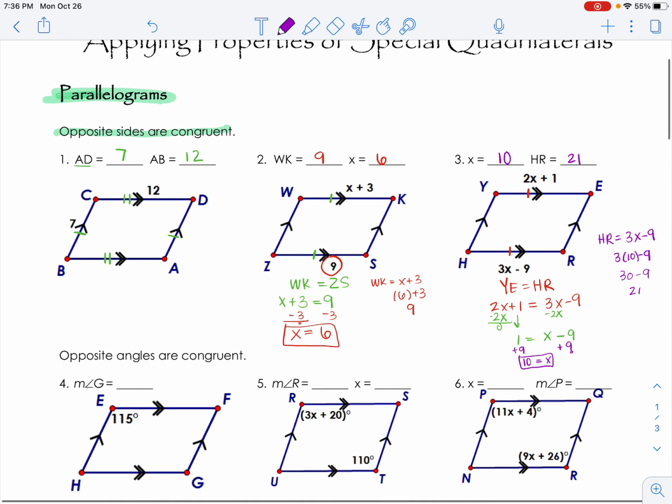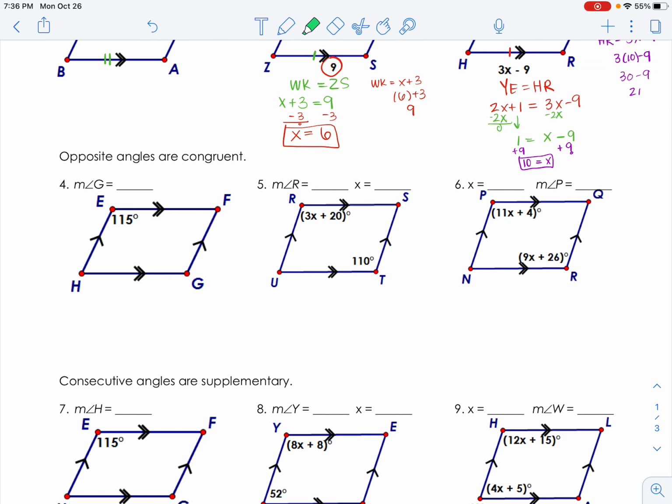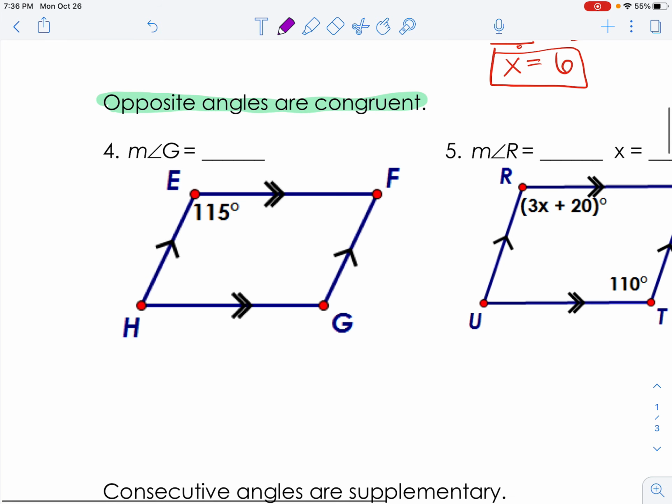All right. In this next section, we're going to be looking at the property opposite angles are congruent. So I want to find the measure of angle G. That's right here. Angle G is opposite of angle E. So I know that those two angles are the two that are congruent. That means their measures must be equal. So the measure of angle G must be 115 degrees.